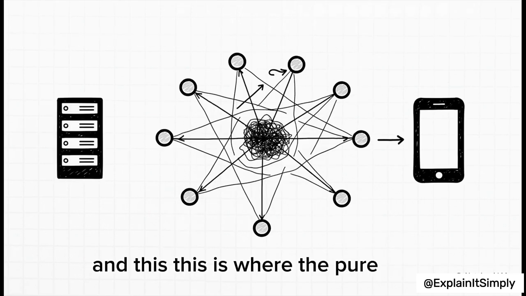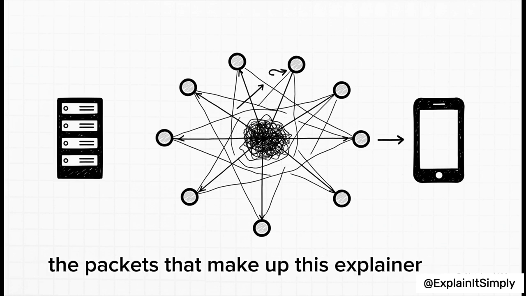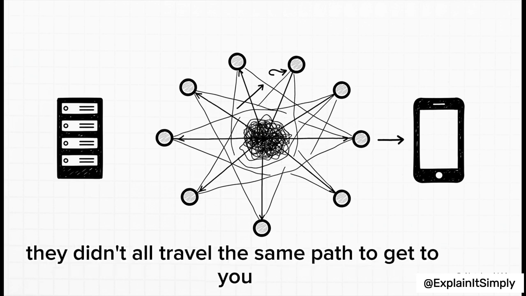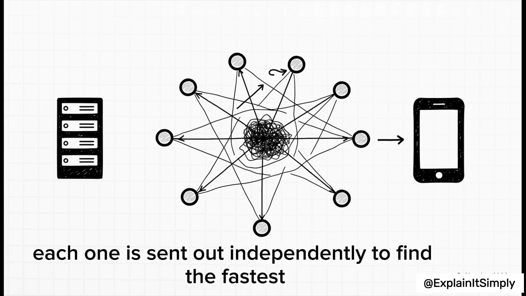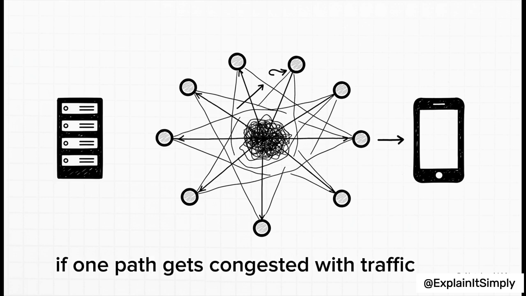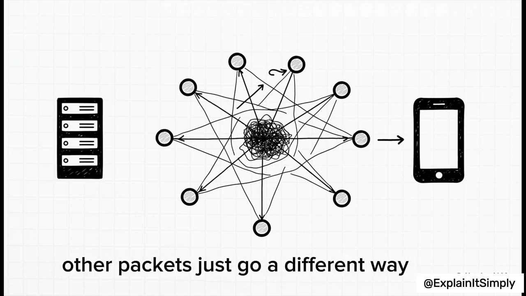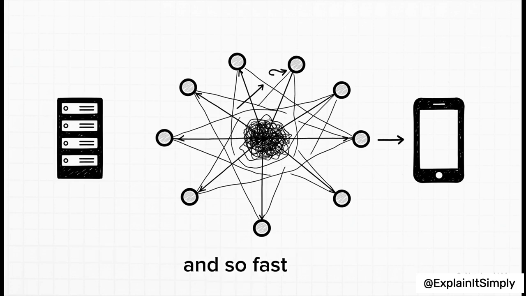And this is where the pure genius of the internet really shines through. The packets that make up this explainer, they didn't all travel the same path to get to you. Not even close. Each one is sent out independently to find the fastest, most efficient route available in that exact millisecond. If one path gets congested with traffic, other packets just go a different way. It's what makes the internet so incredibly resilient and so fast.